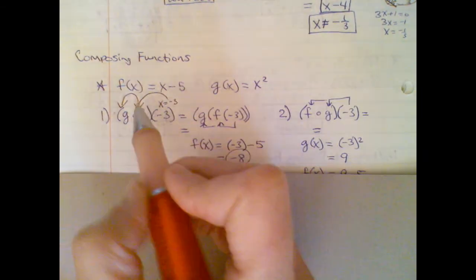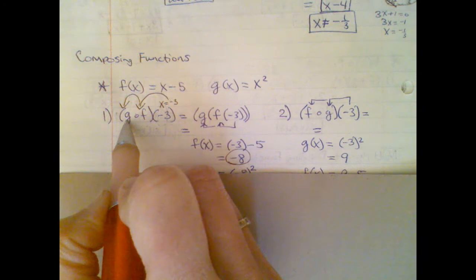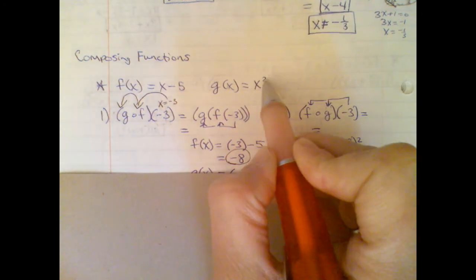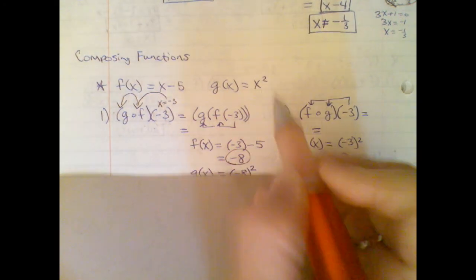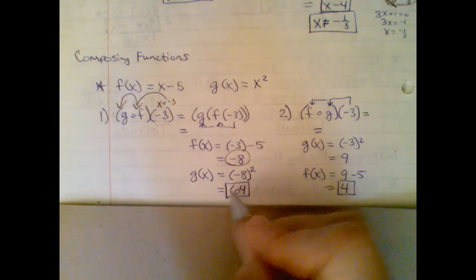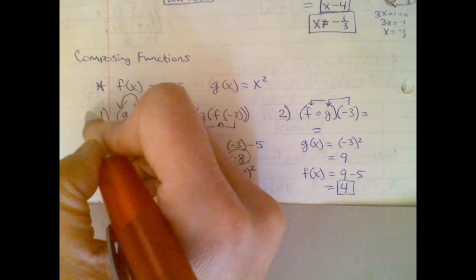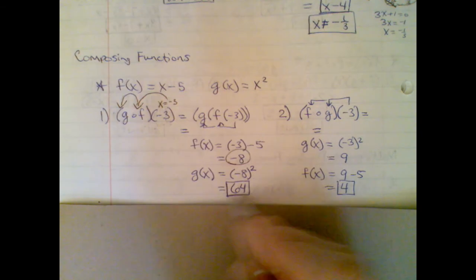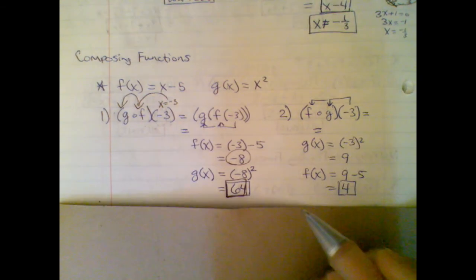So now x equals negative 8. We're now going to plug that into our g function. So negative 8 squared. So negative 8 times negative 8 is positive 64. So now we have 64. Notice we have nothing else to plug it back into. So then 64 is our final answer.